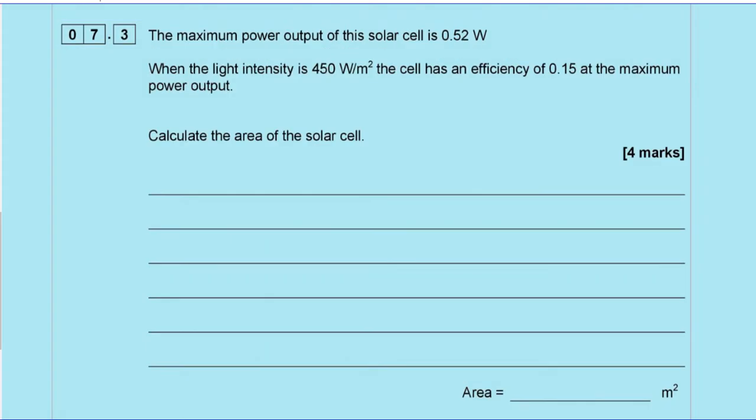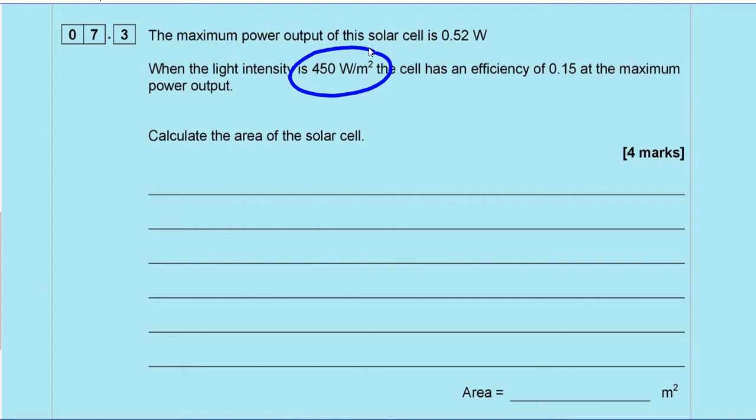In 7.3, we're told the maximum power output of the solar cell is 0.52 watts. We've already been told the light intensity already is 450 watts per meter squared, and it has an efficiency of 0.15 at the maximum power output. So we've got to calculate the area of the solar cell. Now, there are lots of different ways that you could use this information to get to the answer. This is one suggestion for how you could do it. So I'm going to start with the light intensity is 450 watts per square meter.